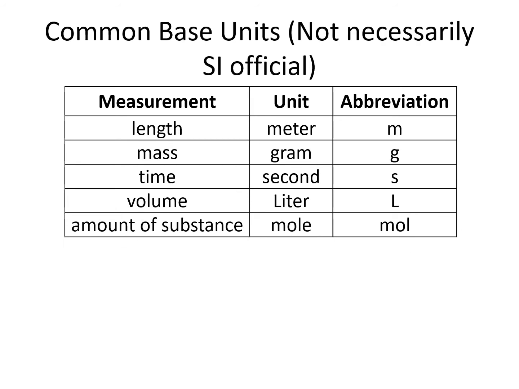We will be using some of these SI units as what we call base units. For base units, we can use the meter, m, gram, g, second, s, liter, capital L, or mole, mol. Notice that gram is our base unit, even though the official SI unit is the kilogram. Also notice the addition of liters to the list, which are not official SI units.